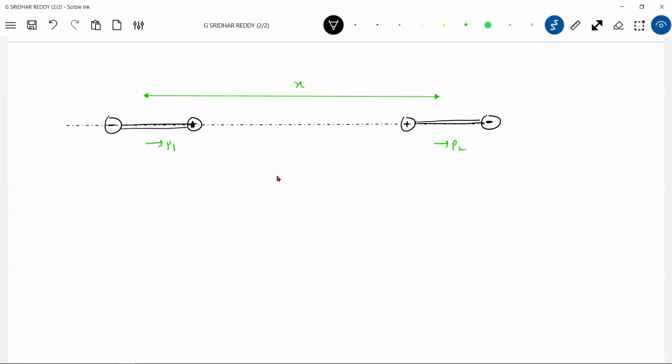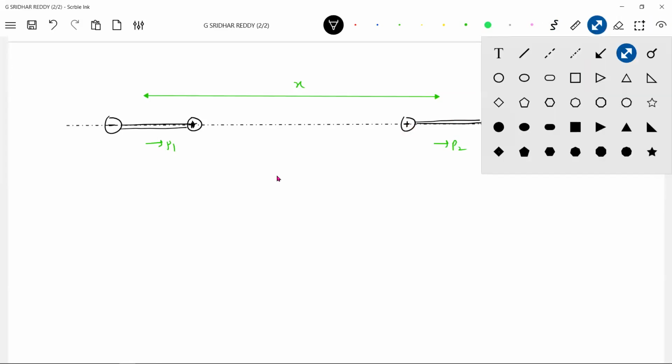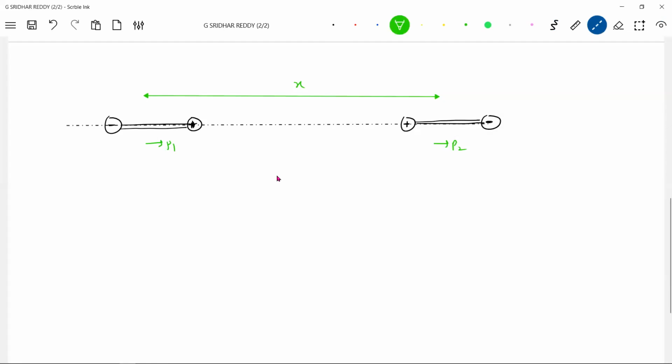Now what we have to do is, this dipole will produce a field here, in the direction towards the right. Then calculate the field strength. Let this distance be equal to, so can we assume this distance to be L? So at this location, the position of this point charge will be L, x minus L.